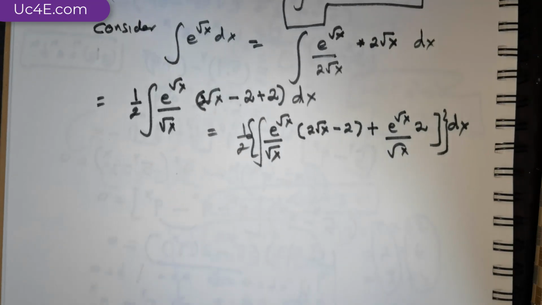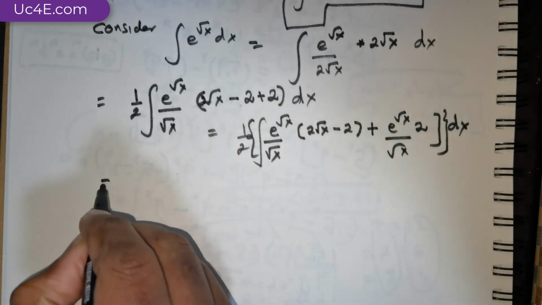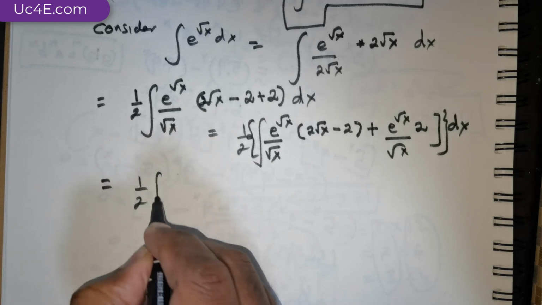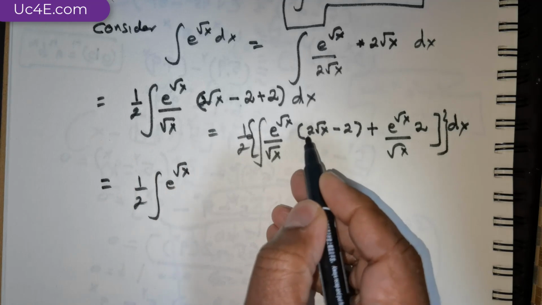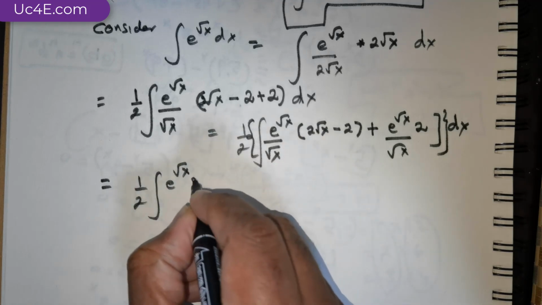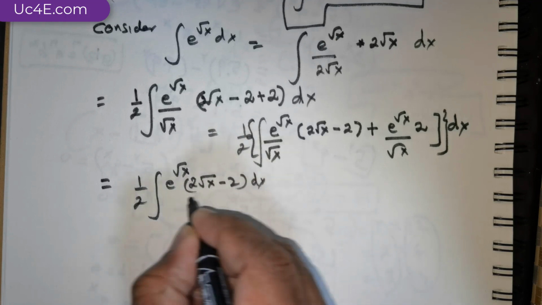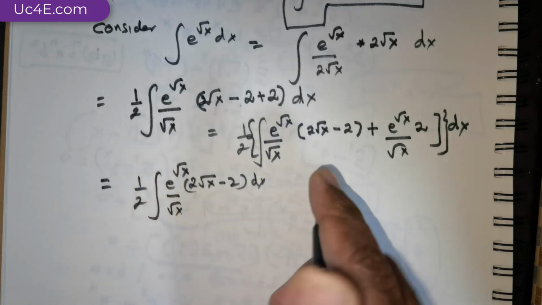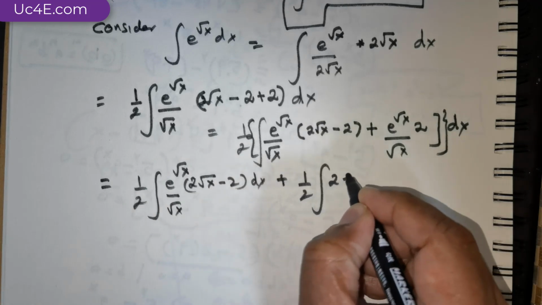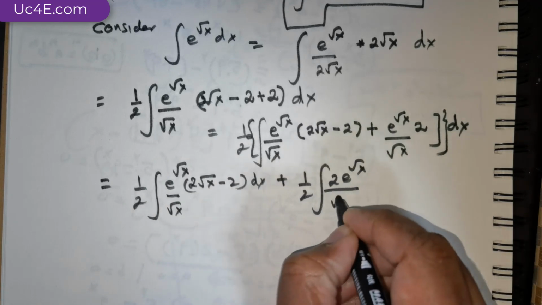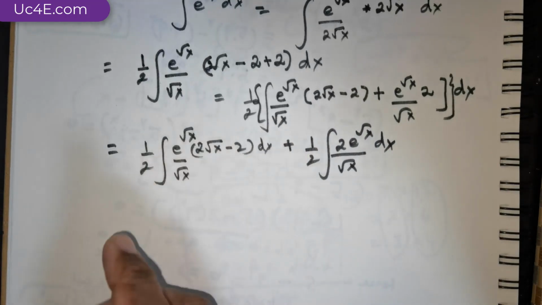So now what I wish to do is consider two quantities separately. So this is equal to 1 over 2 integral e raised to the power of root of x. Now there is a 2 there, right? So okay, let me write the step. 2 times root of x negative 2 times dx over root of x. This is one quantity followed by positive 1 over 2 integral 2 times e raised to the power of root of x divided by root of x times dx. So let me consider this quantity.